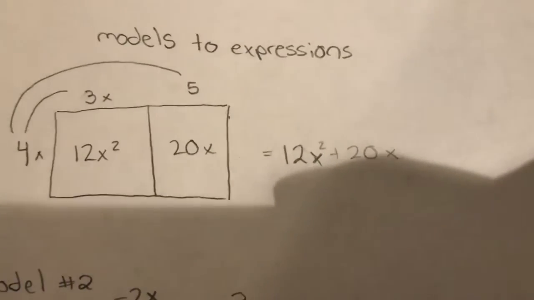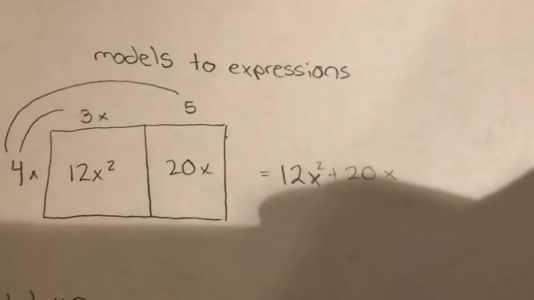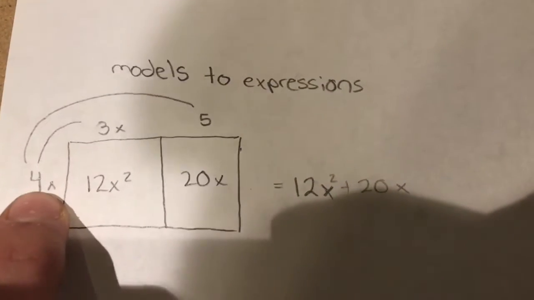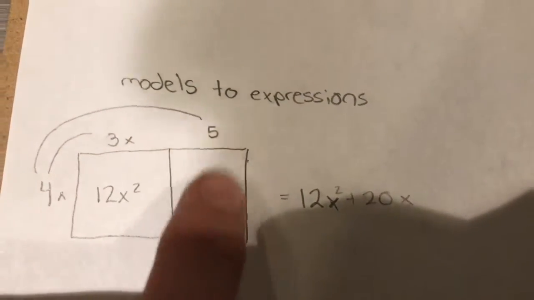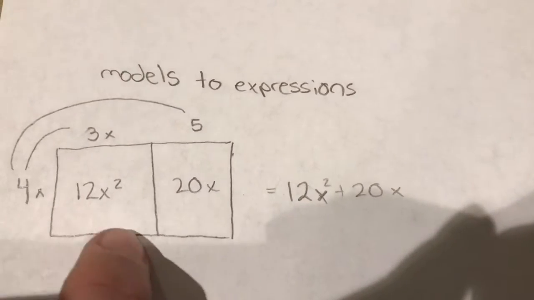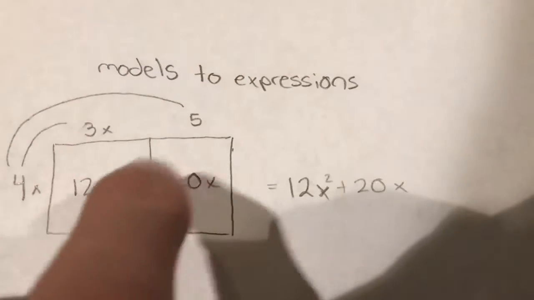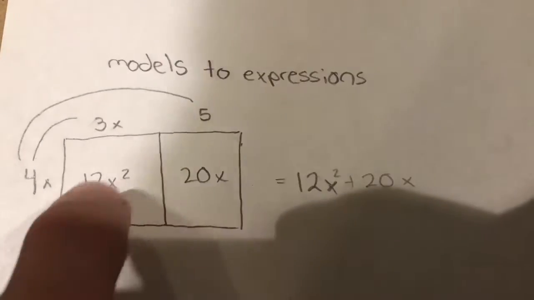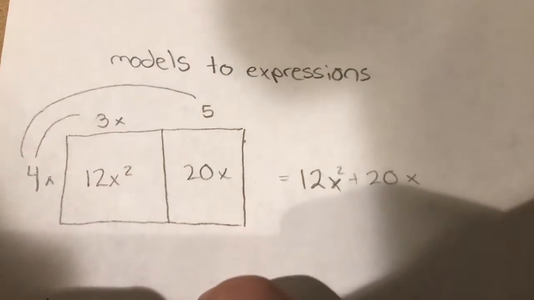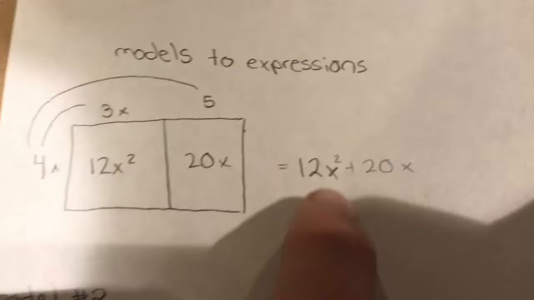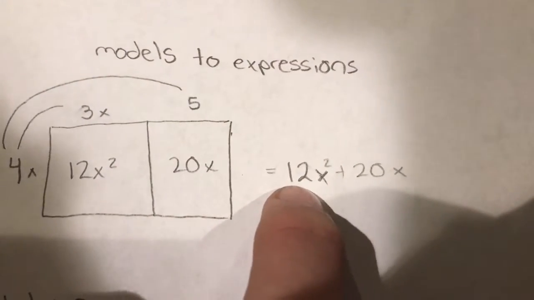And here we learned how to do models to expressions. So we have 4x, 3x, and 5. First, to get this box, we do 4x times 3x, which is 12x squared. Here we have 20x, because 4x times 5 is 20x. The expression would be 12x squared plus 20x.